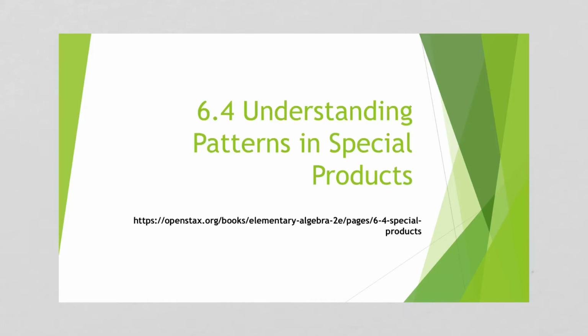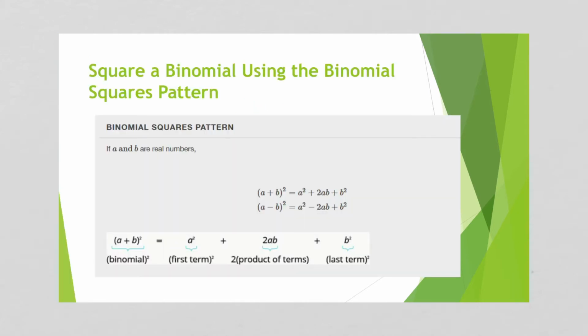Okay, so with most things in math, there are patterns with certain things. And so we're looking for patterns in special products. Let me show you what I'm talking about. All right, so if you have a situation where you have something plus something else and you are squaring that whole thing, it actually turns into something that looks like that. There's a pattern to it.